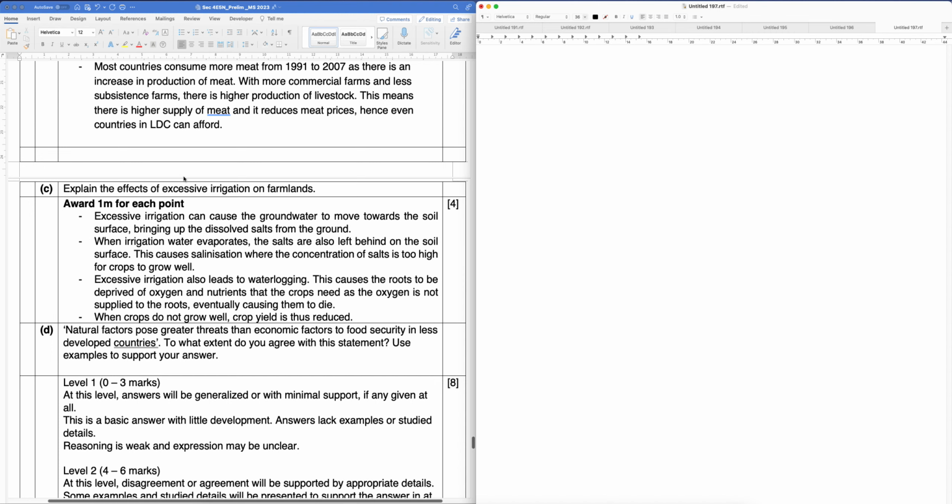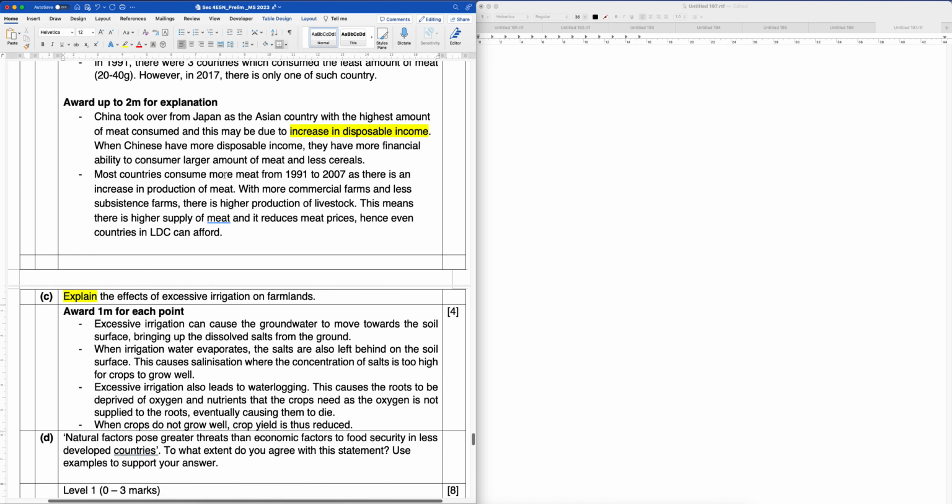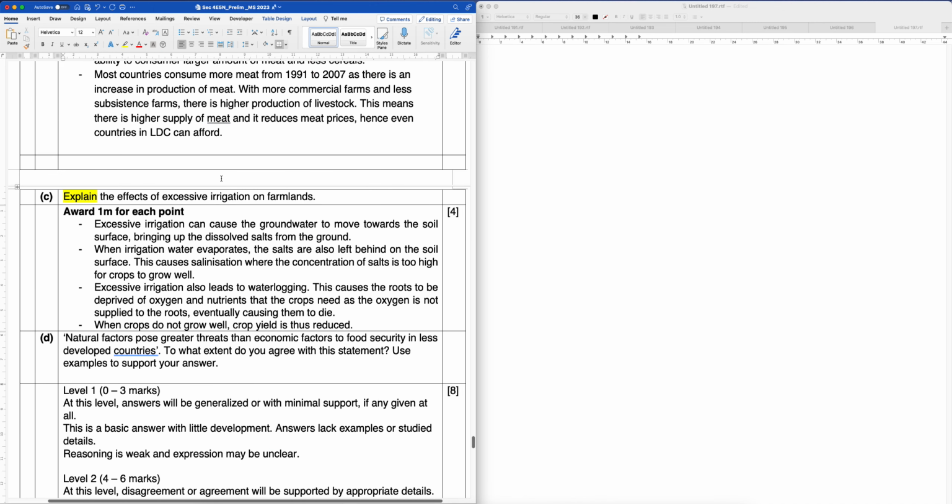Your prelims, section C, question 6, part C. For 4 marks, you're asked to explain the effects of irrigation on farmlands. Most of you are able to tell me what irrigation is, some ideas of irrigation, but the effects is where it gets a bit confusing.